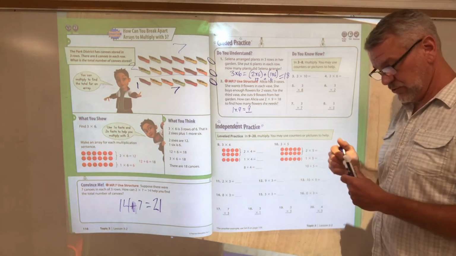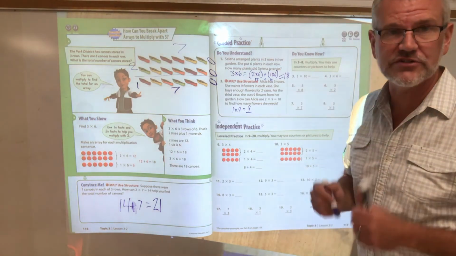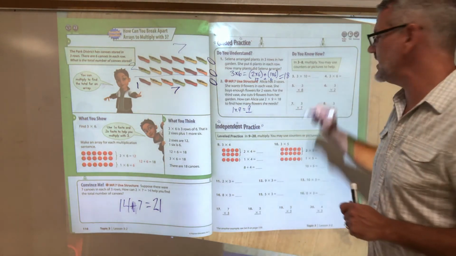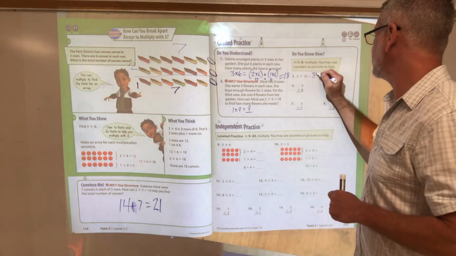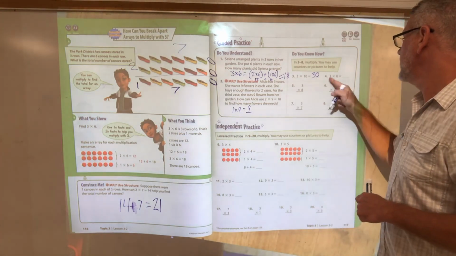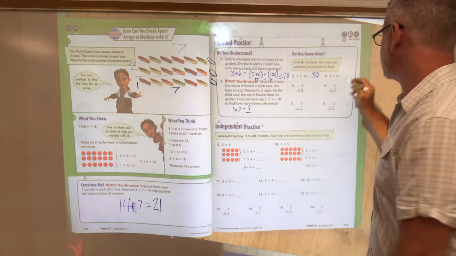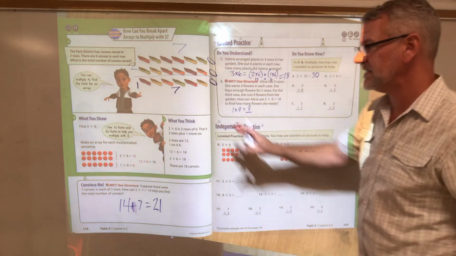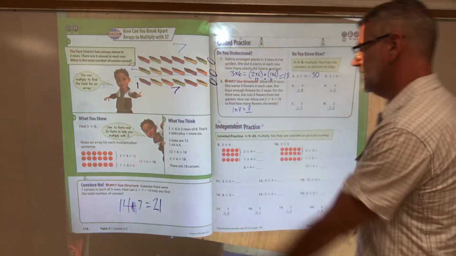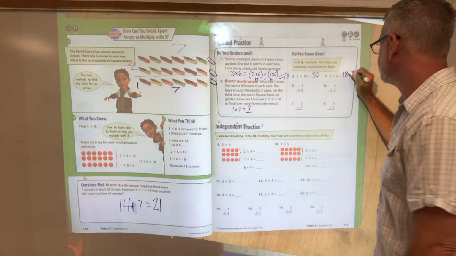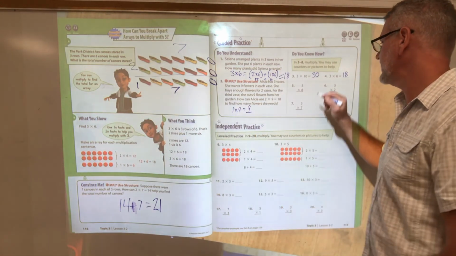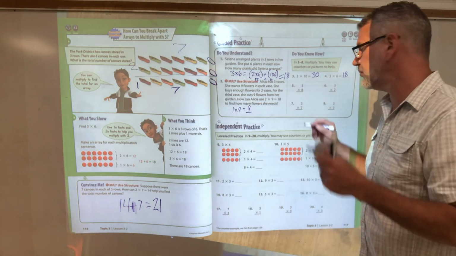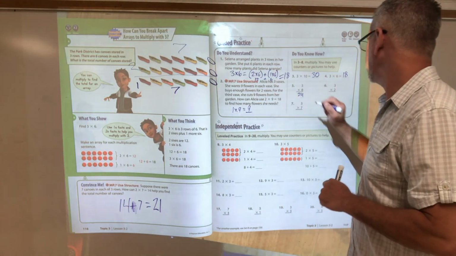Let's look at this one. You may use counters or pictures. You can use your fingers, whatever helps you out. 3 groups of 10. Anything times 10, you take the other factor and throw a 0 on the end. 30. 3 groups of 6. Well, that's the same as 2 groups of 6 plus one more group of 6. It's what this whole page was about. So we know that one is 18. 3 groups of 8. Well, that's 2 groups of 8, which is 16, plus one more group of 8, 24.